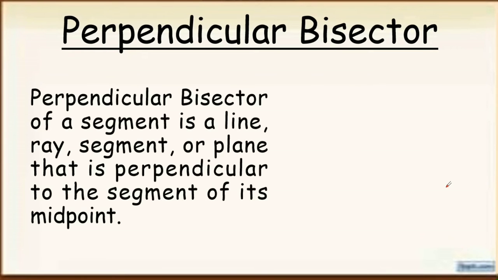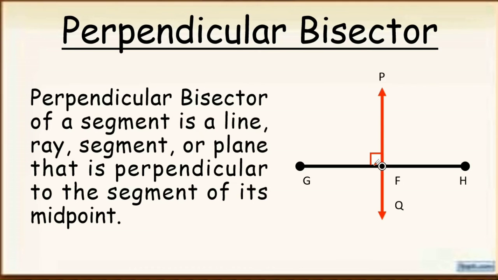Perpendicular bisector. So, a perpendicular bisector of a segment is a line, ray, segment, or plane that is perpendicular to the segment at its midpoint. So, halimbawa, meron po tayo ditong segment GH and a midpoint F. So, kung tatama po dito yung line natin sa point F at makakabuo siya ng right angle, meaning to say, this line, this red line, line PQ, is the perpendicular bisector of segment GH. Okay po.